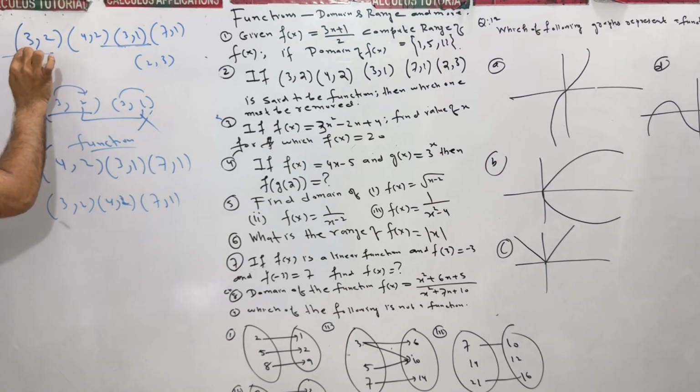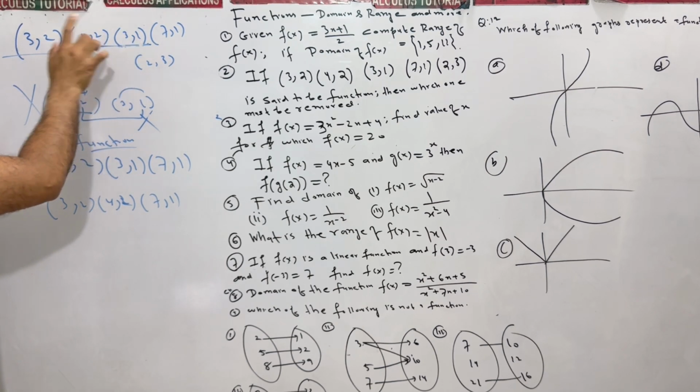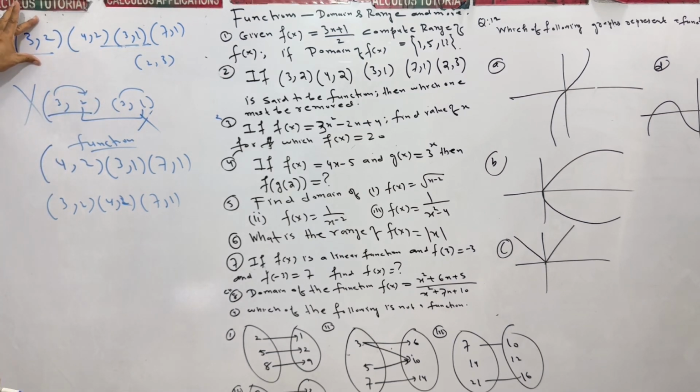Where lies the violation? 3 has double output. 3 has image 2 as well as image 1. It's a violation. Deleting either one will give us a function. I hope you have a good idea about this, and a grasp of how to check whether it is a function or not.